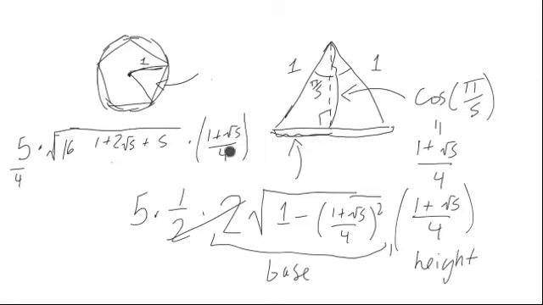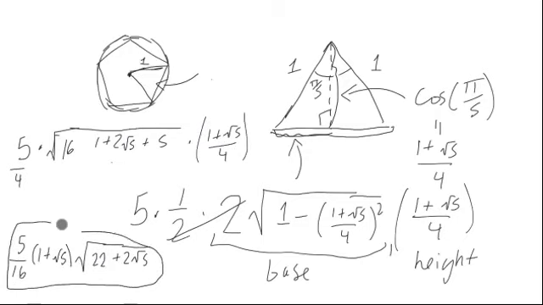So simplifying it out a little bit, we get 5 over 16 times 1 plus root 5, and then we're multiplying this by the square root of 22 plus 2 root 5, something bizarre like that. But at least we did it. We found the exact area of a pentagon using roots and all of that, based upon our knowledge of what the cosine of pi fifths was exactly.